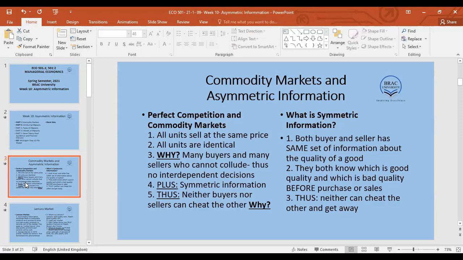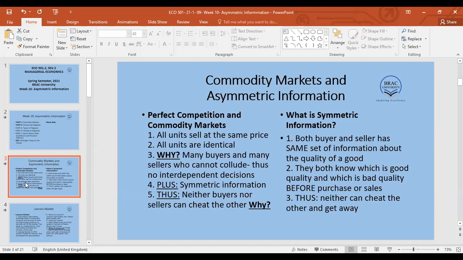Once information is symmetric, buyers and sellers both have the same set of information about the quality of the product or the good that is going to be transacted. Neither can the buyer cheat the seller, nor can the seller cheat the buyer. Does that make sense? If both buyers and sellers have the same set of information about the quality of the product, is it possible for one party to cheat the other party? No, sir. No. So this is the main implication of symmetric information.